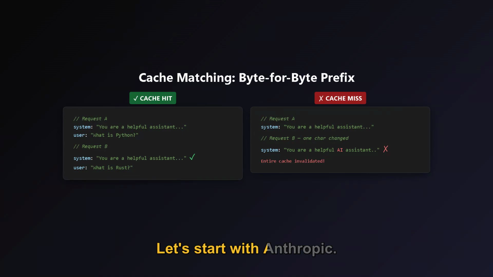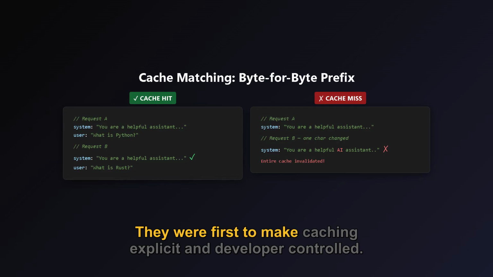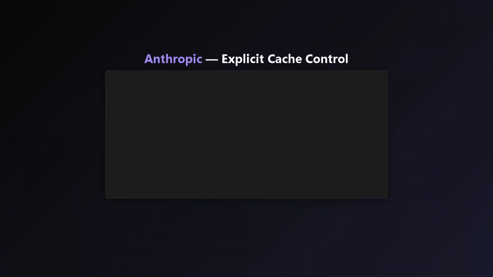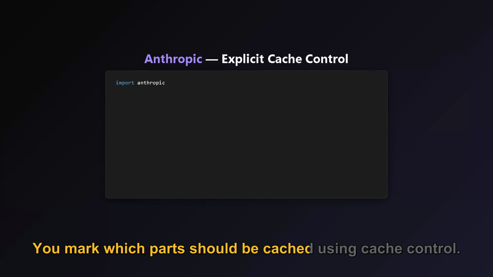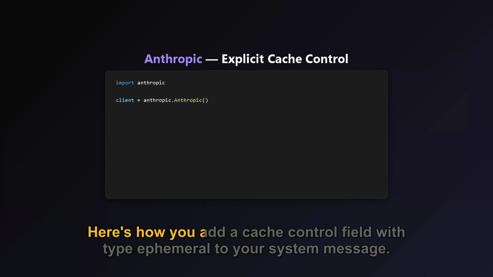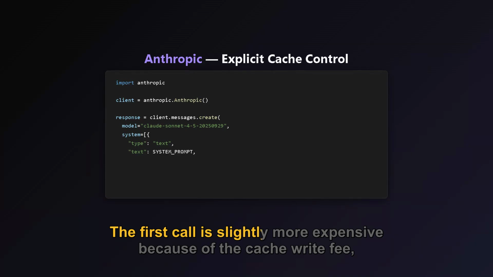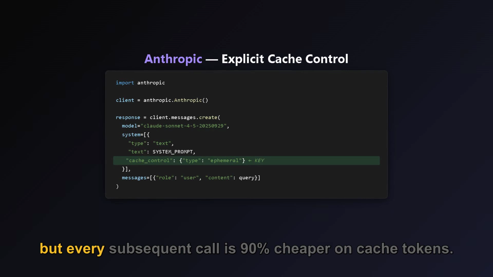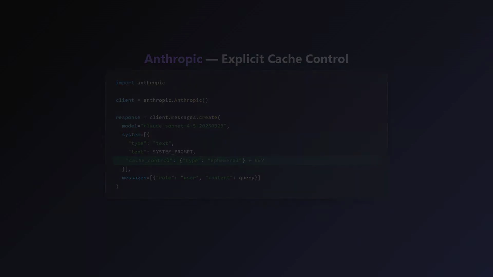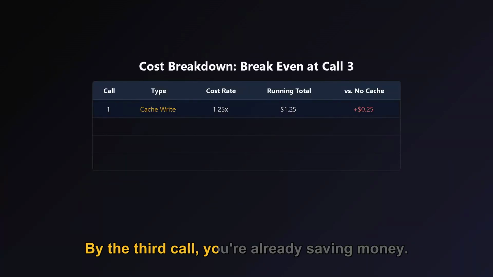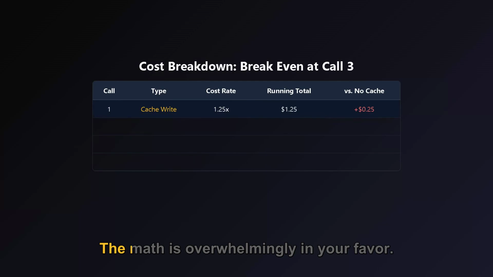Let's start with Anthropic. They were first to make caching explicit and developer-controlled. You mark which parts should be cached using cache control. Here's how. You add a cache control field with type ephemeral to your system message. The first call is slightly more expensive because of the cache write fee, but every subsequent call is 90% cheaper on cached tokens. By the third call, you're already saving money. The math is overwhelmingly in your favor.